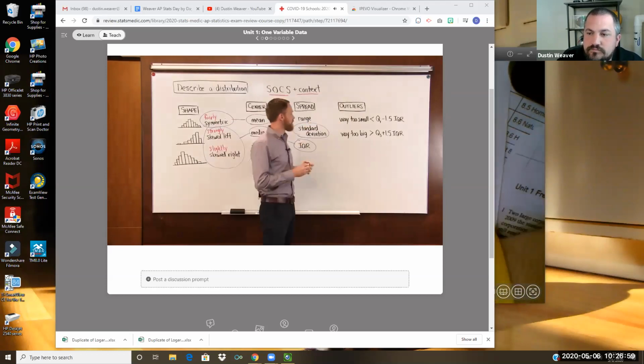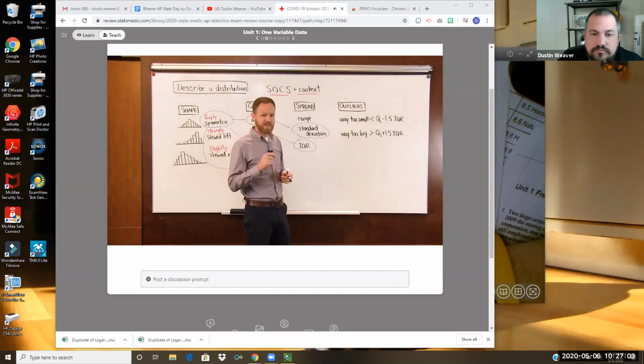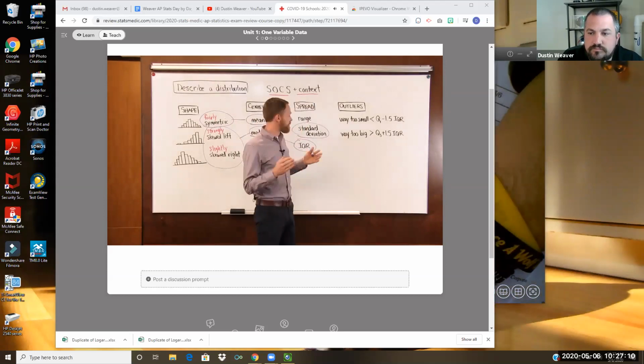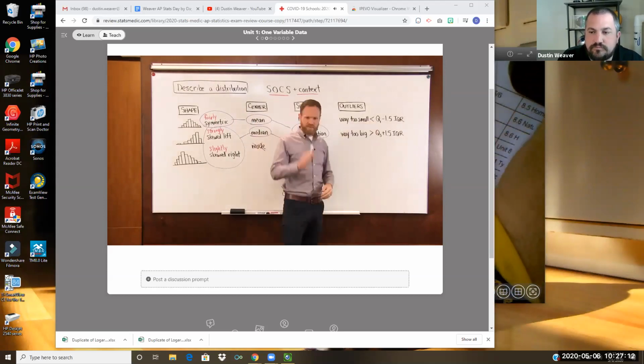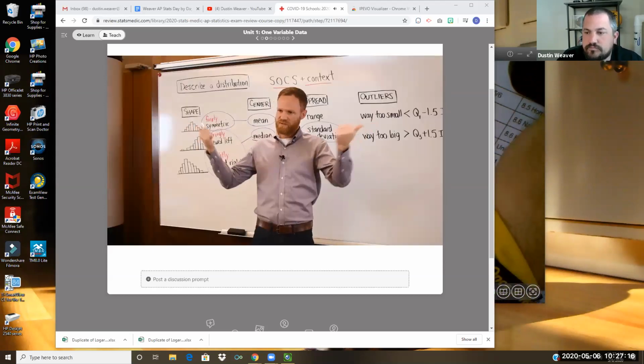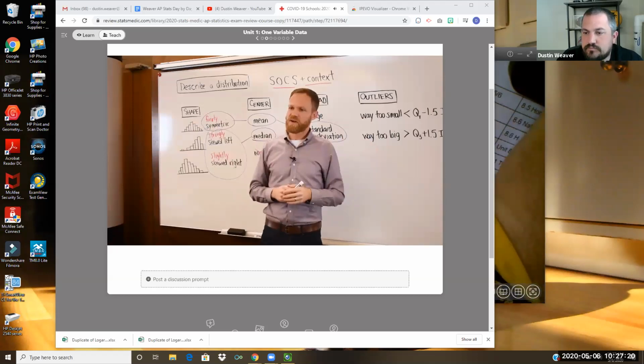Now, when we get to the last category here of outliers, you do have to know the outlier rules for determining if a value is considered an outlier. I like to say that there are outliers that are way too small or way too big. And so really you're just going from your Q1 and your Q3, and you're going to go 1.5 IQRs towards the outside, and then see if your values are outside of that range.